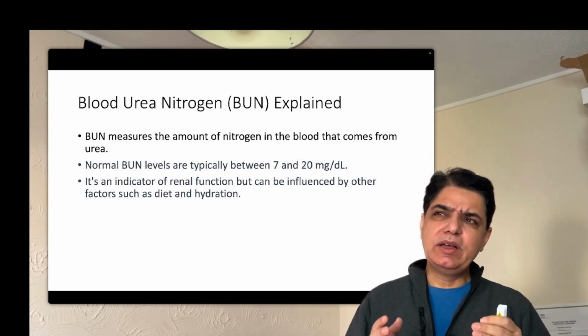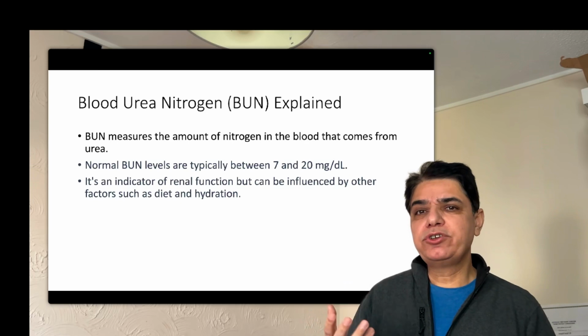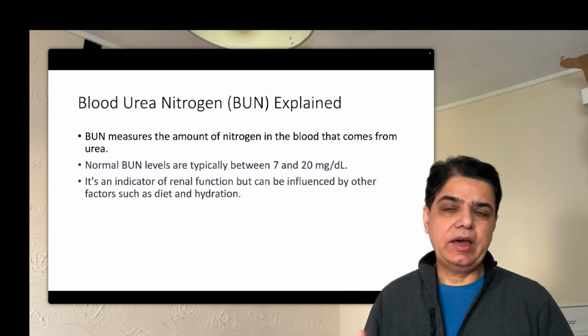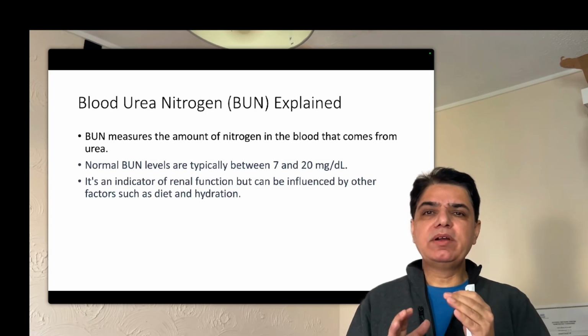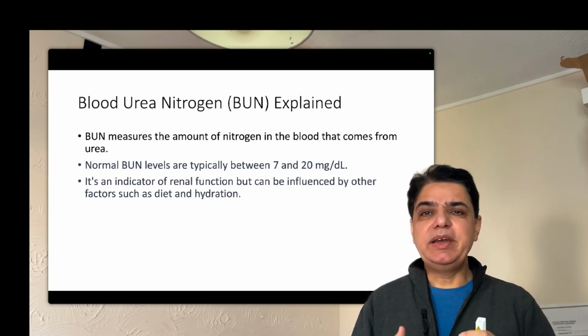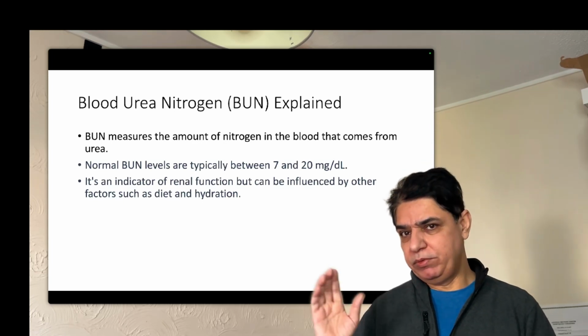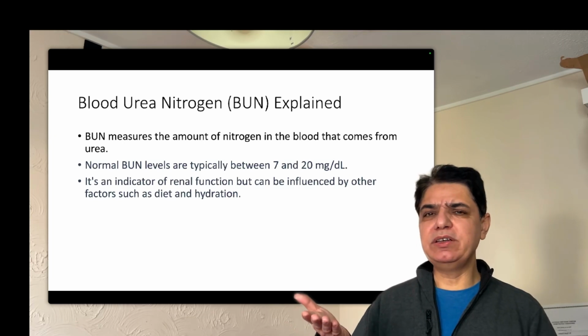So normal levels of urea in the blood, because it is being formed constantly by the liver and constantly excreted by the kidneys, range between 7 and 20 milligram per deciliter. So between 7 and 20. If it is less than 7, it means your blood urea is low.